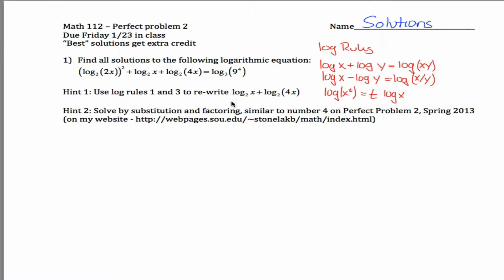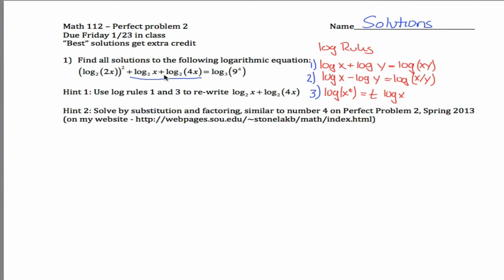Okay, so it's hard enough that I figured it would be worth pointing out a couple of hints. The first hint I said is to deal with this inner part here. Use log rules 1 and 3. When I say that, I'm referring to these. I think in class I introduced them as 1, 2, and 3, not that that's anything universal, just terminology I made up.